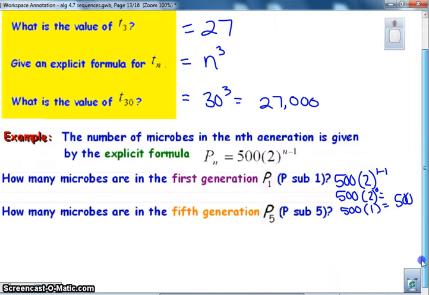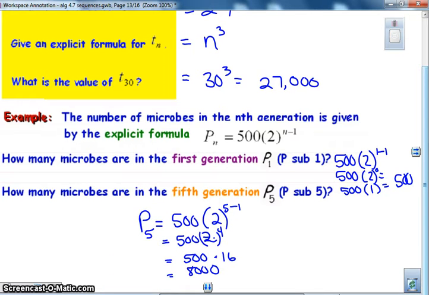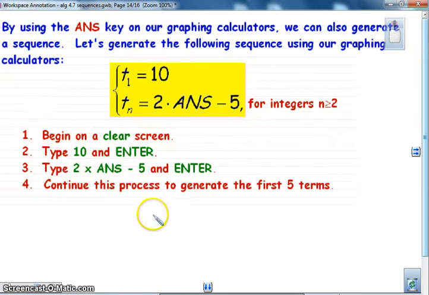If we now want to take a look, how many in the fifth generation, we're going to use our formula, P sub 5 equals 500 times 2 to the 5 minus 1 power. 500 times 2 to the 4th. Please put this in your calculator and check it out. We have 2 more flip charts to look at to get this ready for you to go on to all of your homework for this lesson.